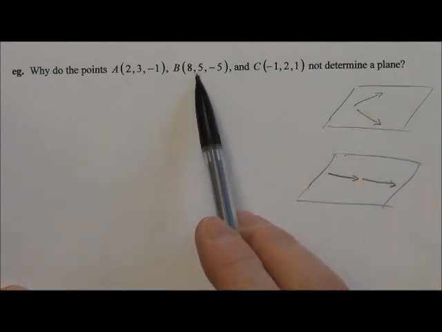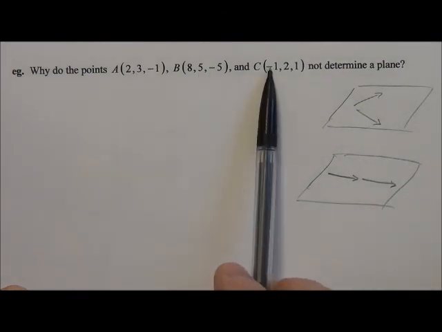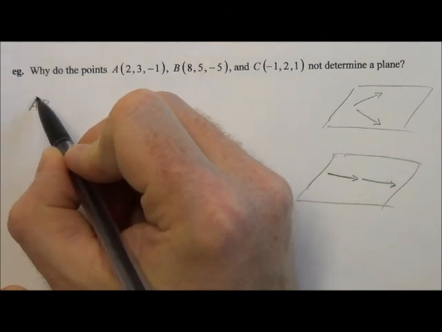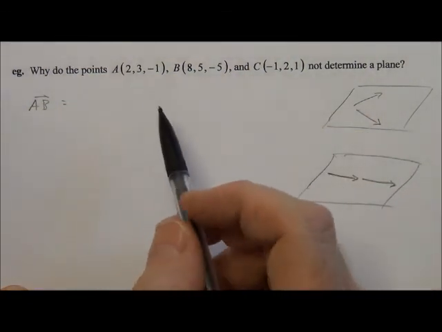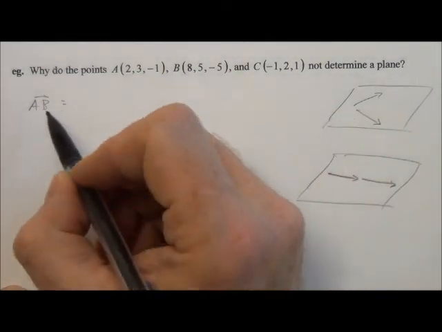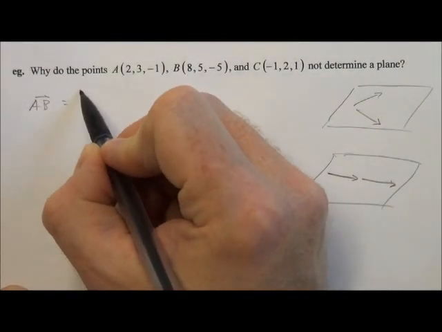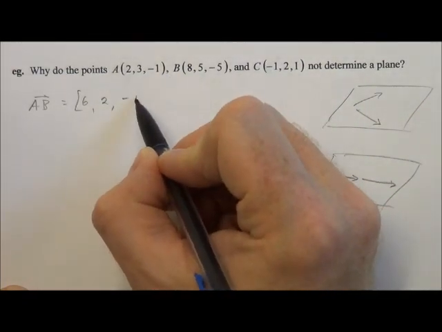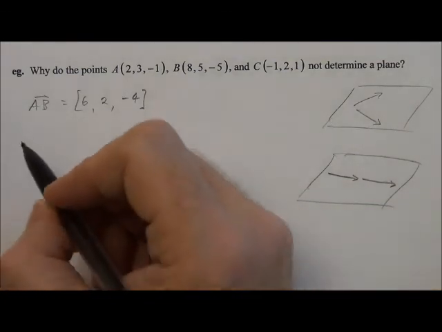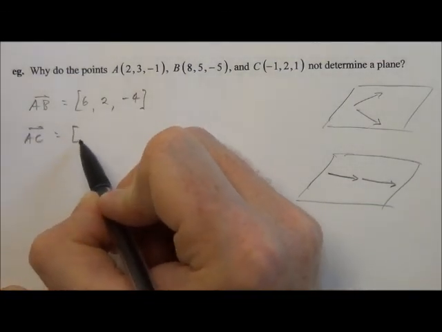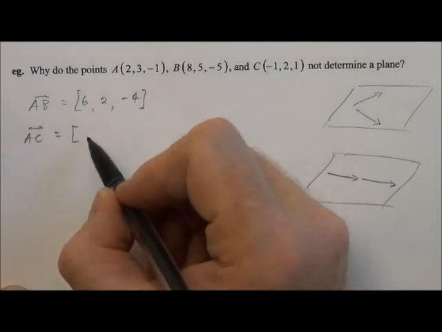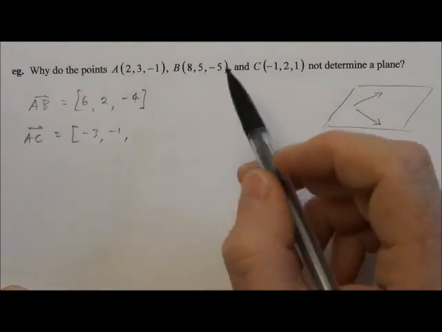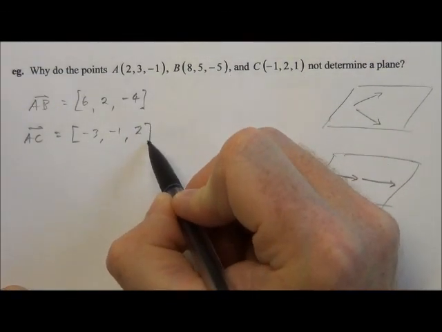Okay? So let's look at the vectors between these points and see if they could be a basis for a plane. So AB: 8 minus 2 is 6, 5 minus 3 is 2, and negative 5 minus negative 1 is negative 4. And I'll use vector AC as my standard. Negative 1 minus 2 is negative 3, 2 minus 3 is negative 1, and 1 minus negative 1 is 2.